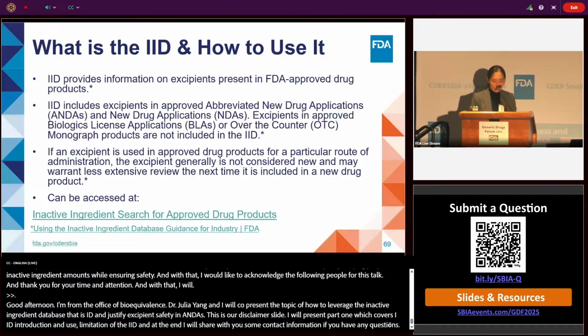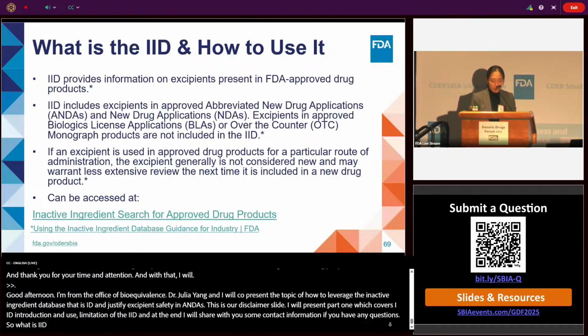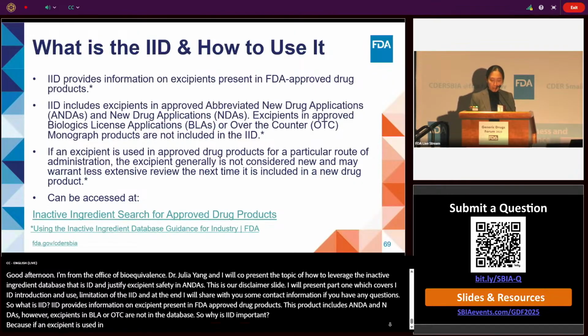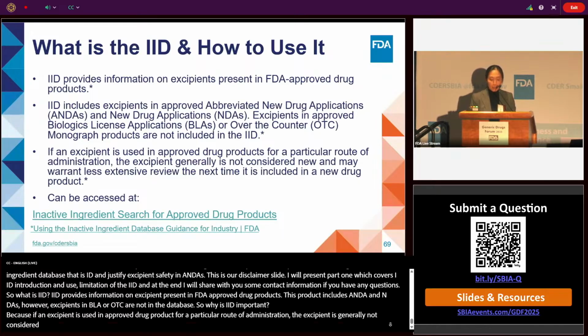So what is IID? IID provides information on excipients present in FDA-approved drug products. These products include ANDAs and NDAs. However, excipients in approved BLAs or OTCs are not in the database. So why is IID important? Because if an excipient is used in an approved drug product for a particular route of administration, the excipient is generally not considered as new and may need less extensive review the next time it is included in a drug product.